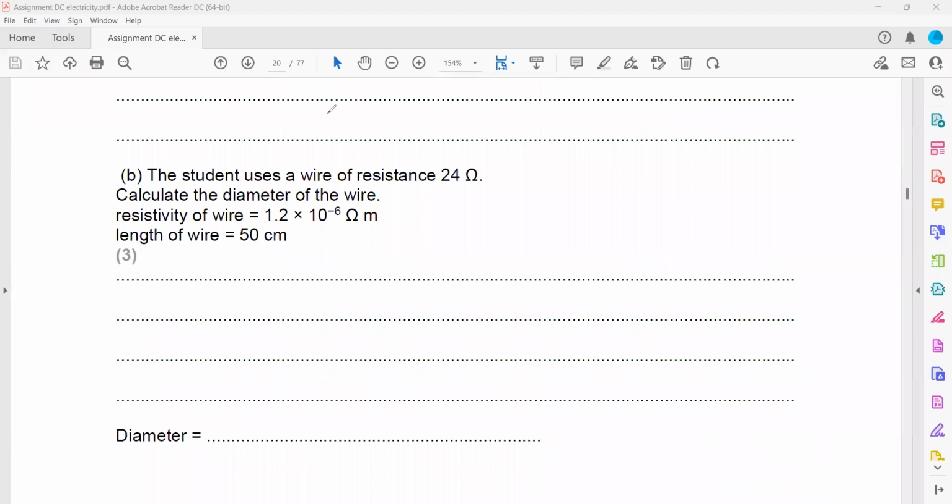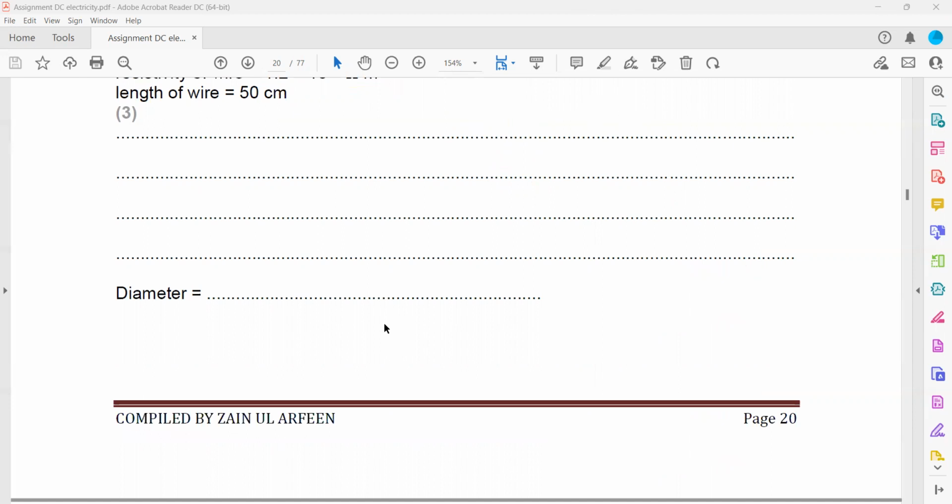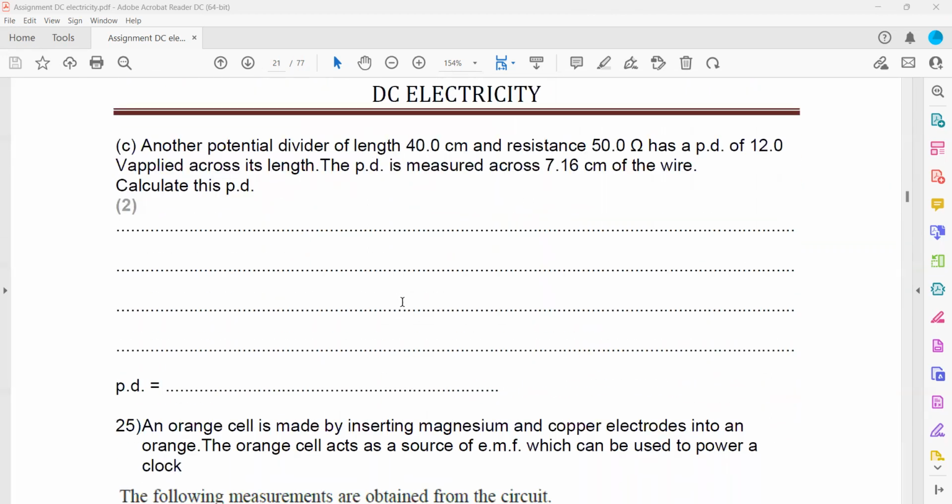Then we have the resistance R is there. We have a diameter, resistivity is there, and length is there. So we'll use the formula R equals rho L divided by A. So first we'll find the area of cross section, and after getting the area, we'll use the formula pi r square. We'll get the radius, and radius multiplied by 2 will give the diameter. So using the first formula we get area, using area we get radius, and using radius we get the diameter. So direct substitution is there, and don't forget to convert length into meter.